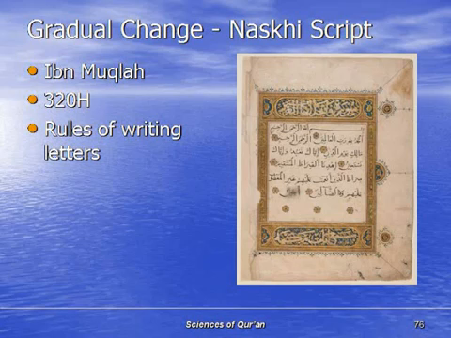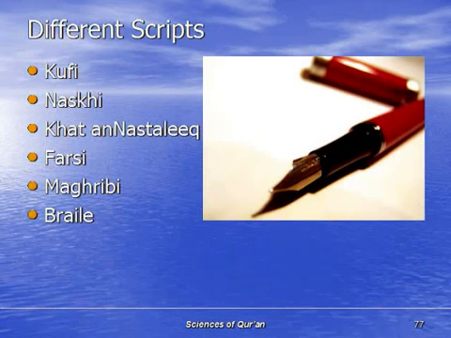A lot of other scripts also started to come, like in the 7th century. There's another one called Khat al-Nastaliq that came into the picture as well. I have some snapshots here about the different kinds of scripts. These are the famous ones: Kufi, Naskhi, Khat al-Nastaliq, Farsi, Maghribi, and Braille. What is this Braille? It's for the blind people. Can you imagine we have Quran for the blind people as well? We'll see how it looks. Let's see.